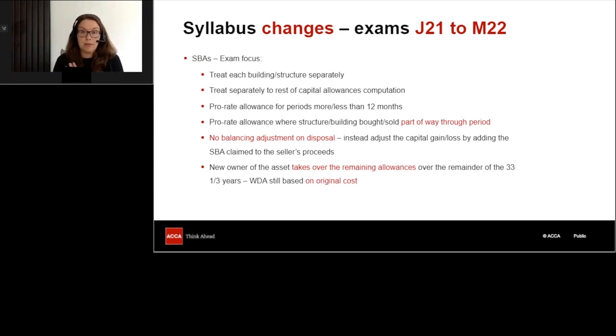The writing down allowance that the new owner takes on, they will always still go back to the original cost of the asset and claim that 3% on that figure. So I'm going to show you an example of this in a short video now, because I think actually seeing some numbers is going to help you understand how all these rules can apply.